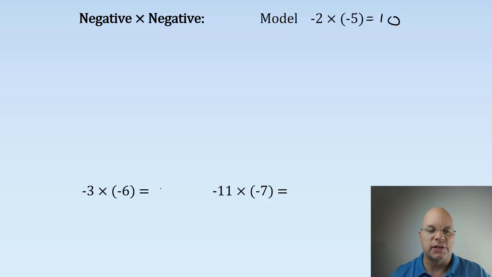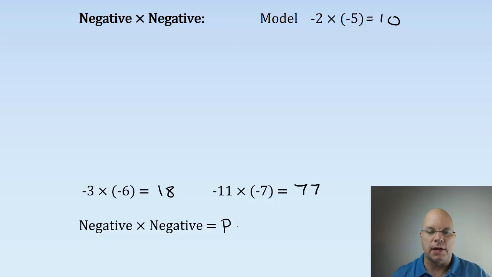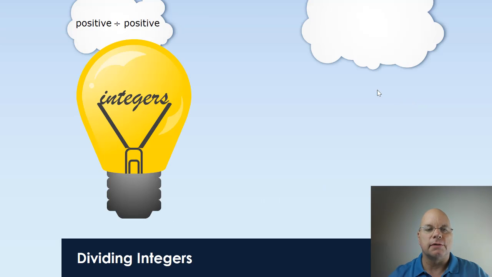Negative 3 multiplied by negative 6 is positive 18. Negative 11 multiplied by negative 7 is positive 77. So a negative multiplied by a negative is a positive. And let's look at division now. 24 divided by 2, you know that's 12. 36 divided by 9 is 4. So a positive divided by a positive is a positive. You've been doing that forever.